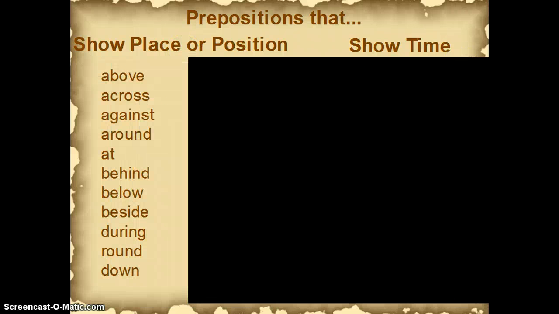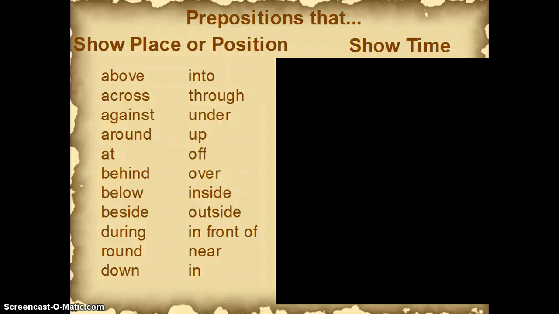Alright, so here are some common prepositions. And we have some that show place and position. We have different ones to show time. So I'll kind of let these go. I would write these down. Above, across, and I'm not going to read them all to you, but I'll give you some examples while you record them. The ball was behind the fence.